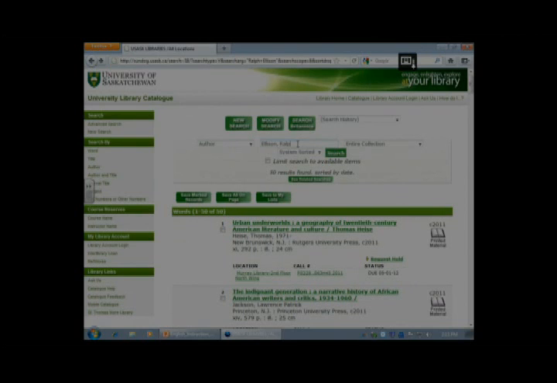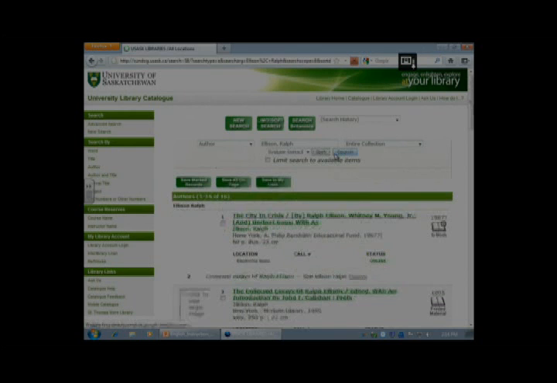Okay? So Ellison Ralph, if you're doing an author search. So you can see here that I've taken that drop-down menu, flipped it over to author, reversed it so that it's Ellison Ralph, and I'm looking in the entire collection. And you can narrow things down if you just wanted journals instead of books, e-resources, electronic resources. There are options there once your searching gets a little more complex and in-depth. Let's search Ralph Ellison as an author.